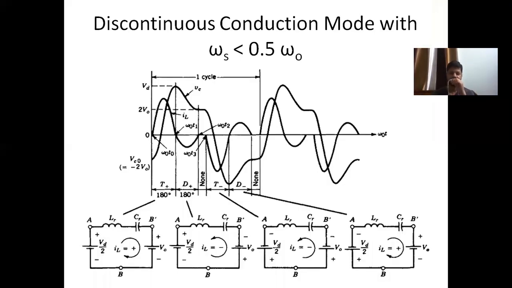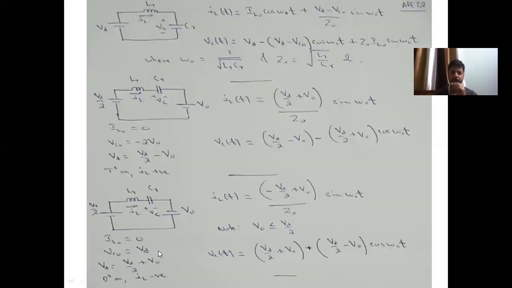Here in the first case, at omega 0 t0, we are turning on T plus. Because T plus is turned on, the voltage VAB, the input voltage to the resonant circuit, is plus VD by 2. And because the inductor current is positive, the voltage B dash B is equal to plus V0. So this is that circuit. The initial conditions here are IL0 is equal to 0, and the initial capacitor voltage is minus 2V0, which we had assumed.